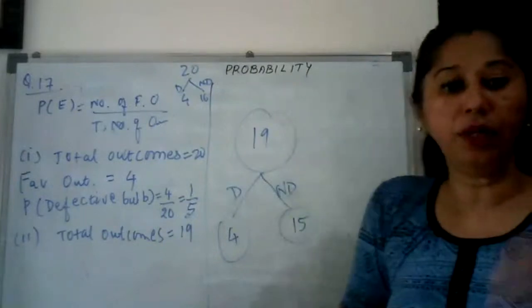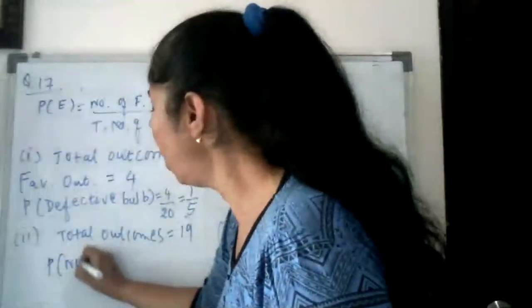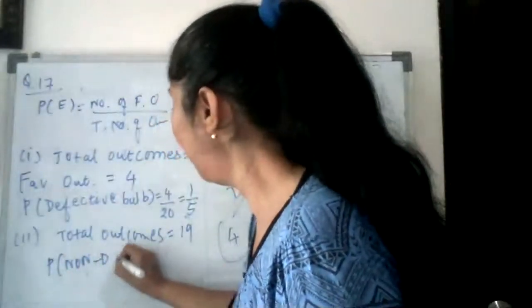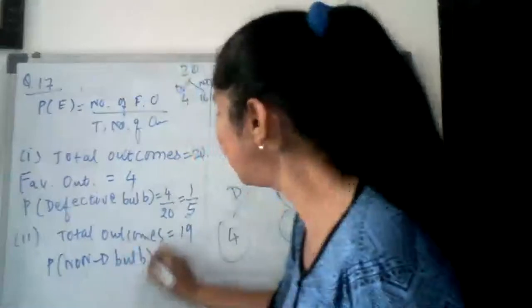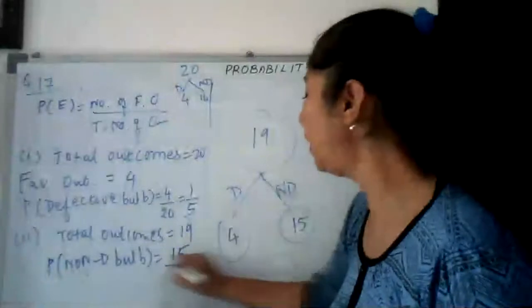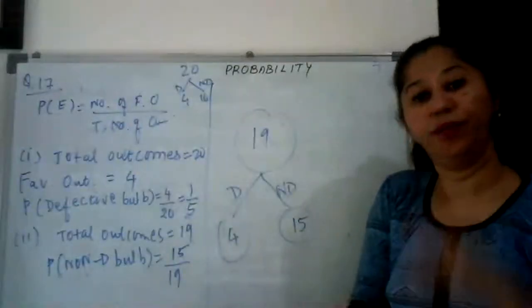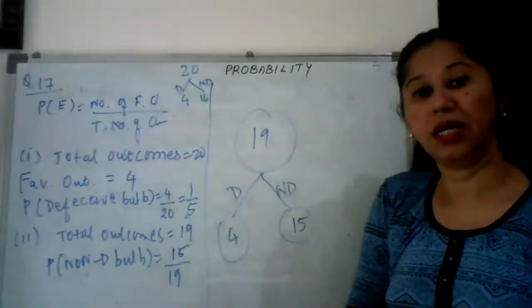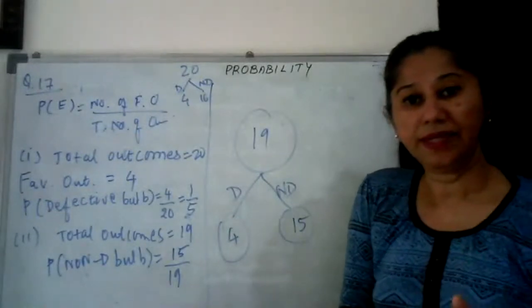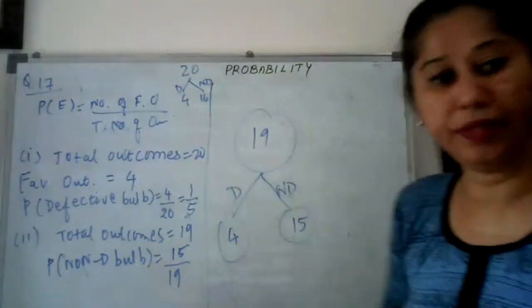Then we have to find out the probability that it is a non-defective bulb. How many bulbs are available to you? 15. So the probability will be 15 out of 19. And you know that no cancellations are possible. So this will be your answer. I hope it is clear to you. Yes, everyone? Okay. If you have no doubts, I move on to the next question.